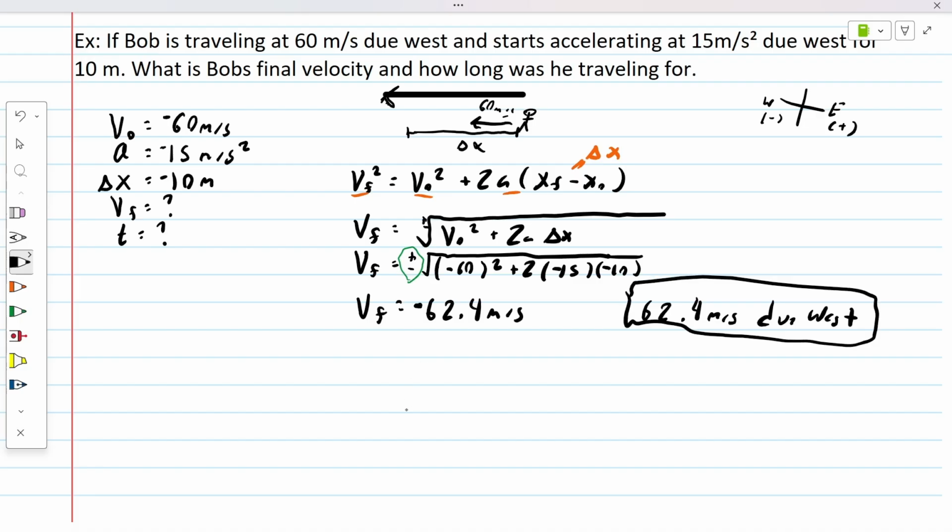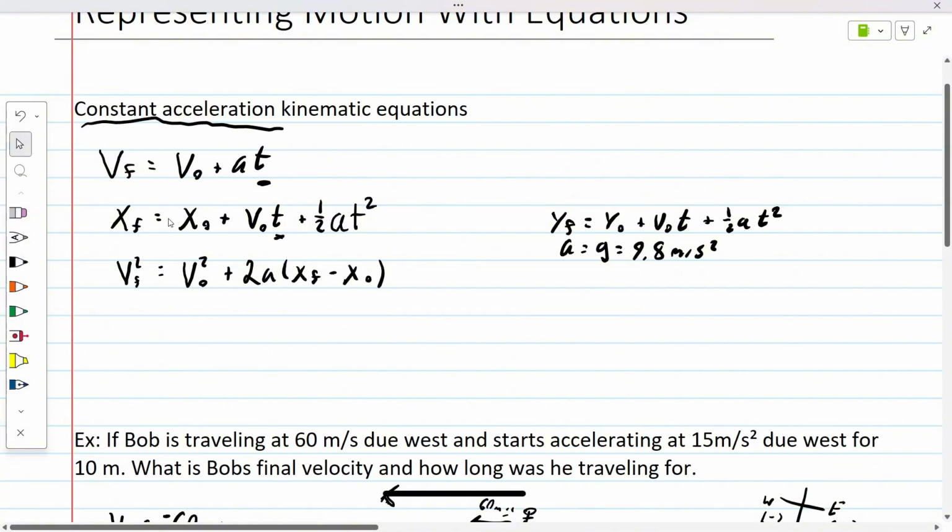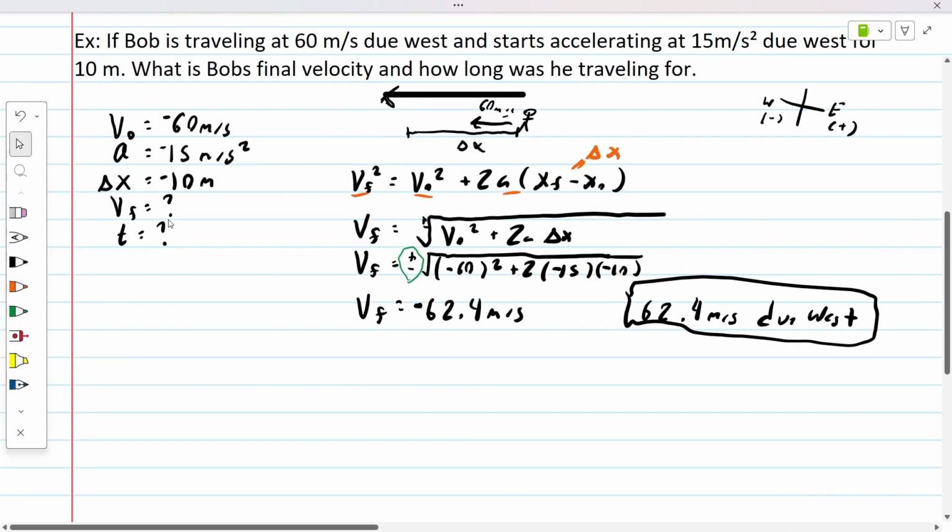Okay, but now we need to know how long Bob was traveling for. Well, now if we look back at our initial equations, now that we have this v final, we could use this first equation. We could also use the second equation. But if we were to use the second equation, we would have to use the quadratic formula since we have these t squareds here. So this first equation will be much easier to use.